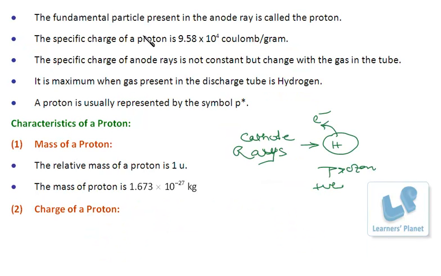The specific charge of a proton is 9.58 × 10^4 coulomb per gram. What is specific charge? It is the e/m ratio.